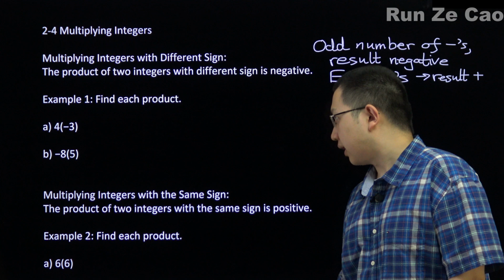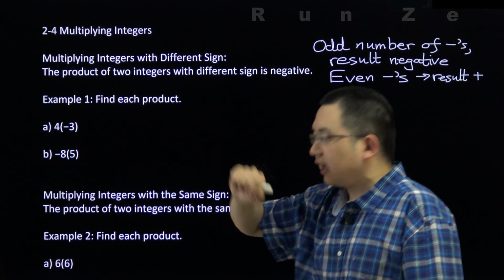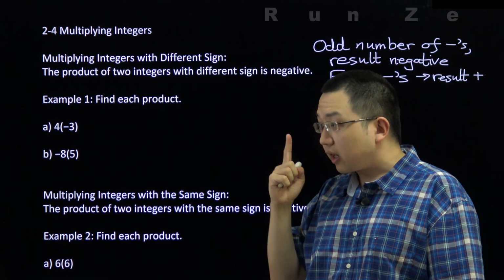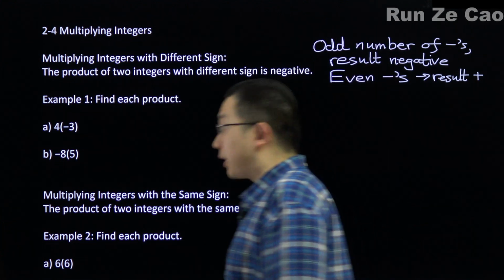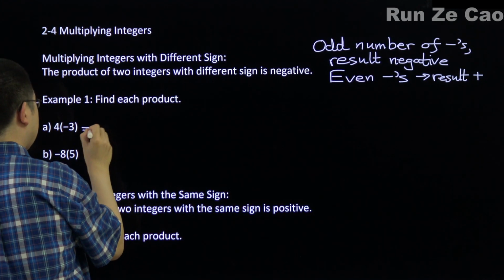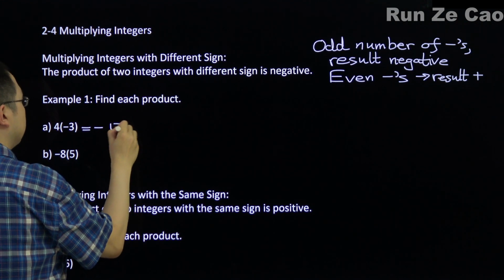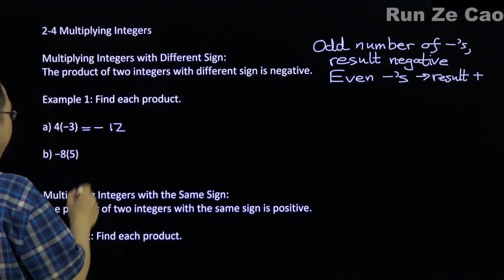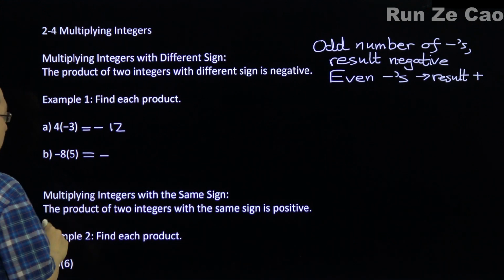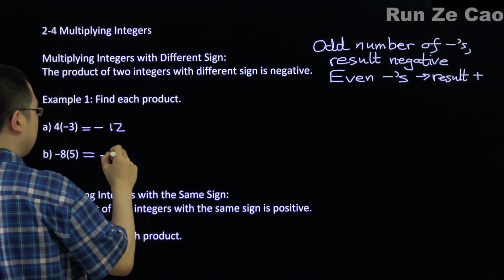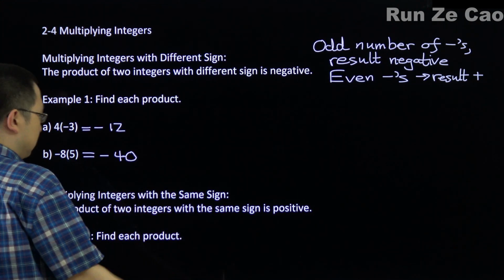So let's find some products. 4 times negative 3. Oh, there's one negative symbol. So the result is going to be negative. And it's 3 times 4, which is 12. Negative 8 times 5. Well, there's one negative symbol, so it's negative. And 5 times 8 is 40.